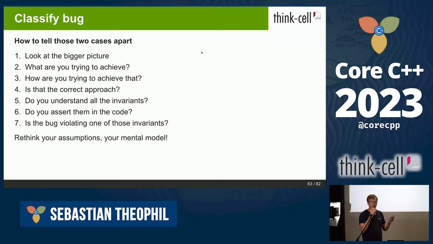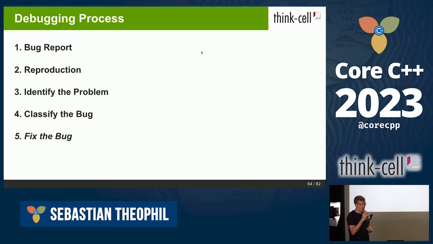So we have to look at the bigger picture. Always take a few steps back and wonder, how did we arrive at this situation? What are we trying to achieve? Are we using the right algorithms, the right tools to achieve that, etc.? Again, yes, rethinking a lot of our assumptions. And only if we've done that can we actually proceed to fixing that bug.